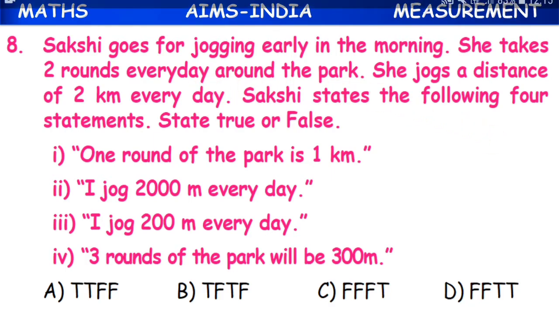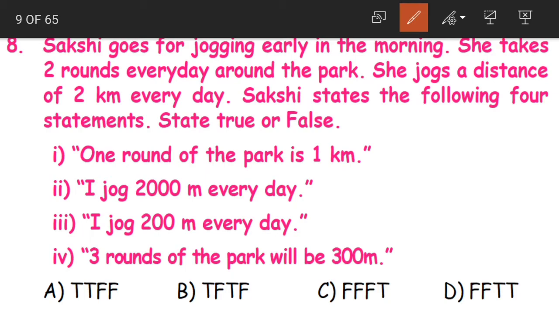Next question 8. Sakshi goes for jogging early in the morning. She takes 2 rounds every day around the park. She jogs a distance of 2 kilometers every day. Sakshi states the following 4 statements. State true or false. Now what is this? Our Sakshi goes for jogging early in the morning.